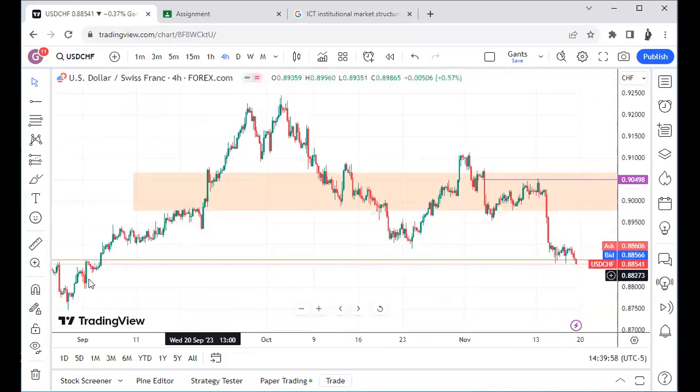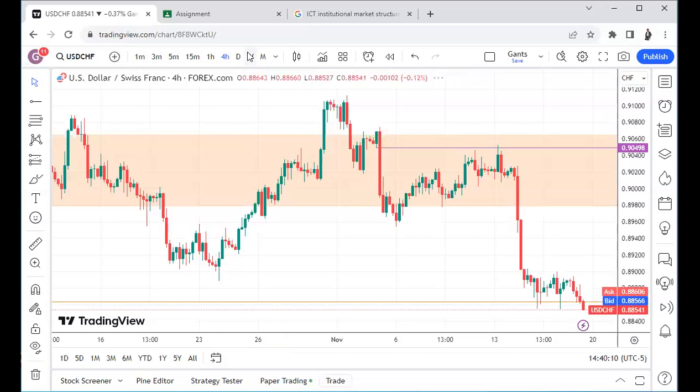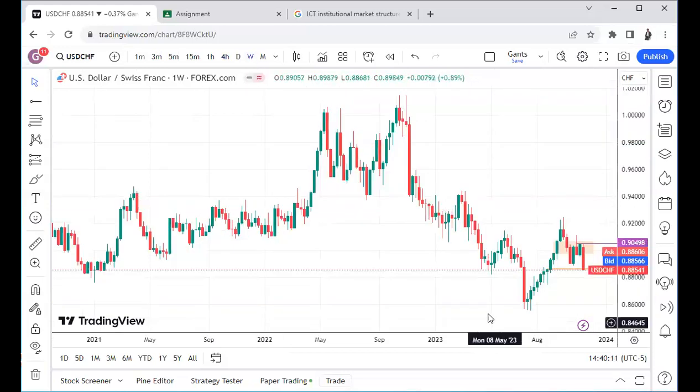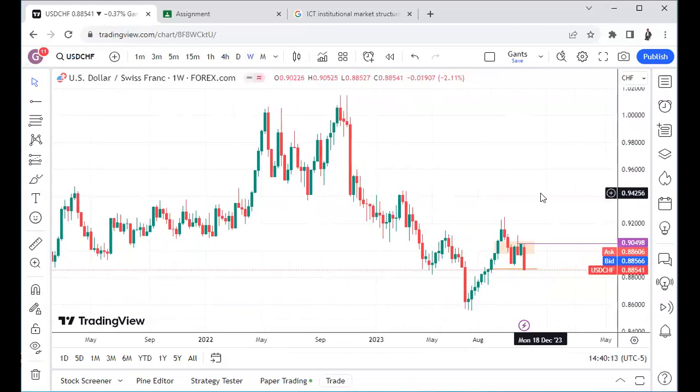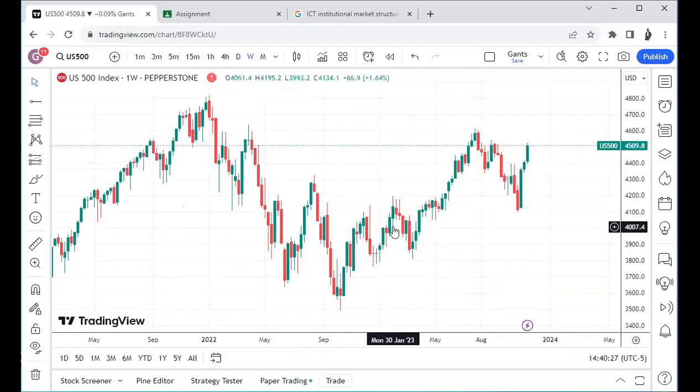Take out this low on 4 hours and then rally higher. That's permissible. But on bullish movement, we should close bullishly at the end of the week. All right, so I'm bullish on USD CHF. Okay, so let's go to our indices, SP 500 or US 500.